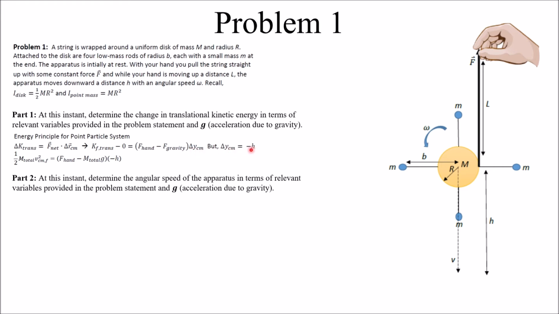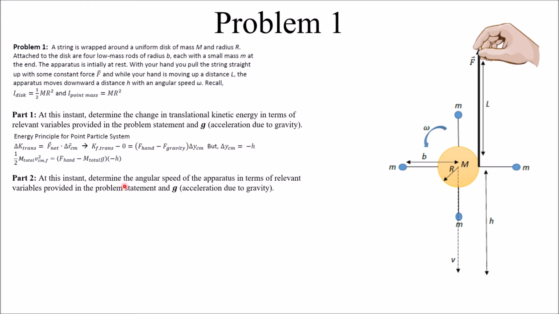But remember that that's going to be negative h. The displacement of this is going to be negative h because we're going down. It says that the apparatus moves downward a distance h, and so that's an important result there with that negative sign. And so we'll plug in the 1/2 mv squared, and we'll plug in the total mass times gravity for the force of gravity. And then that's basically it, right? I mean, we don't really have any numbers to plug in. So now we have an expression that represents the translational kinetic energy.